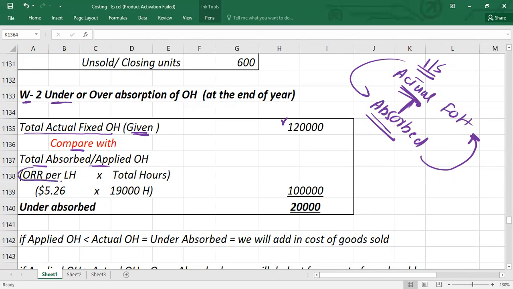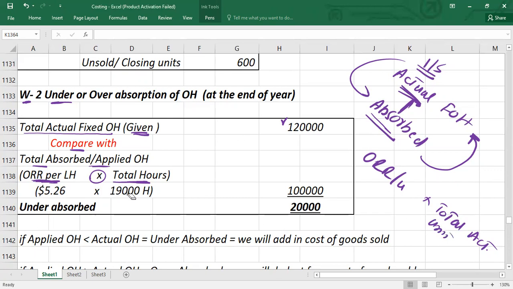If the recovery rate is per labor hour or per machine hour, you will multiply with the total actual labor hours or machine hours. If your recovery rate is per unit, you should multiply with the total actual units produced. Because it depends, of course, if the recovery rate is per labor hour, you will multiply with total actual labor hours to get the absorbed. If the recovery rate is per machine hour, you will multiply with total actual machine hours. If the recovery rate is per unit, you will multiply total actual units to get the absorbed.